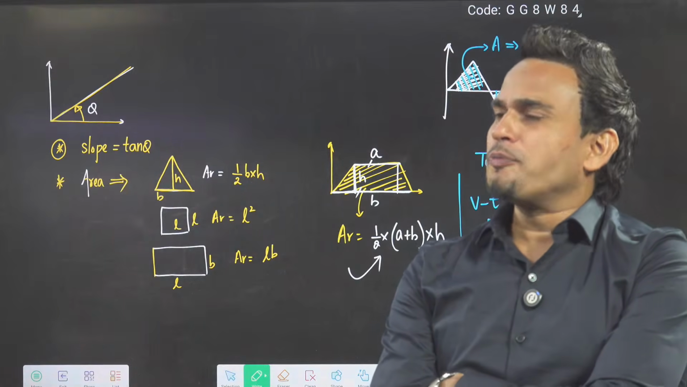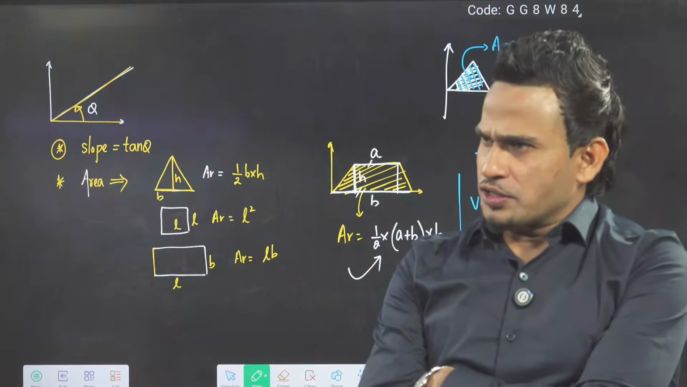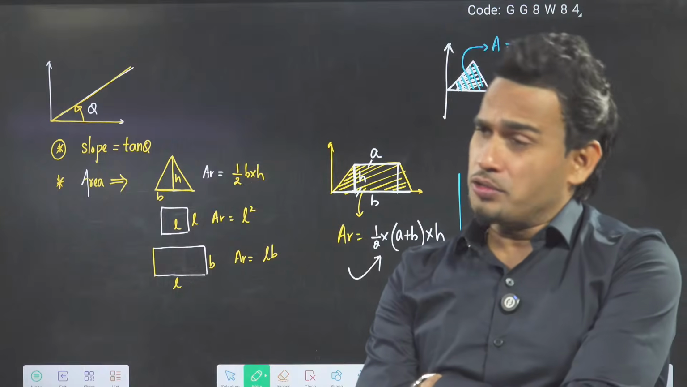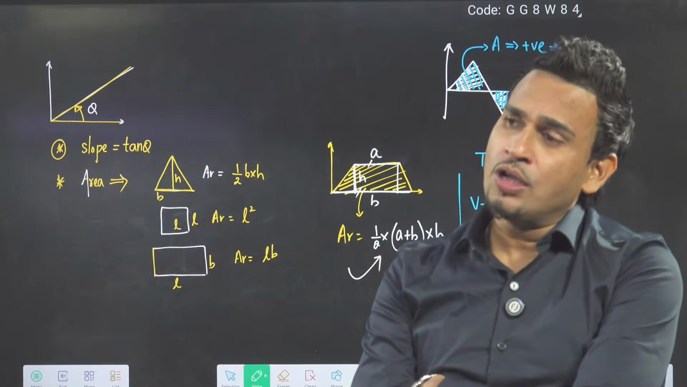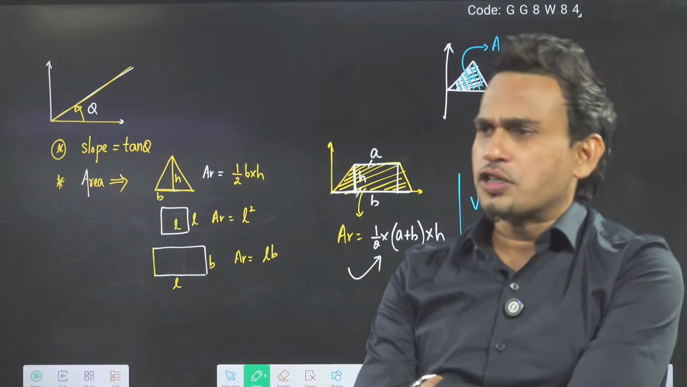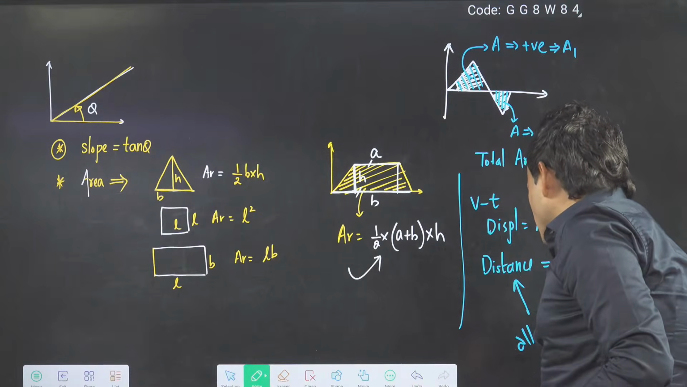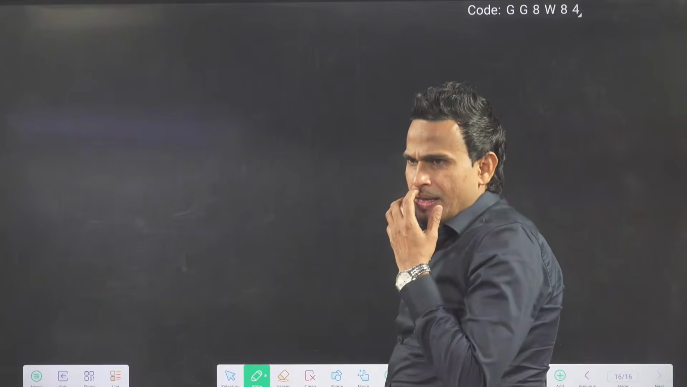So the slope of a position time graph will give you velocity. The slope of a velocity time graph will give you acceleration. The area under a velocity time graph will give you displacement or change in position. The area under an acceleration time graph will give you change in velocity, final velocity minus initial velocity. So let's start with some questions. We'll start with an easy question only. You write.